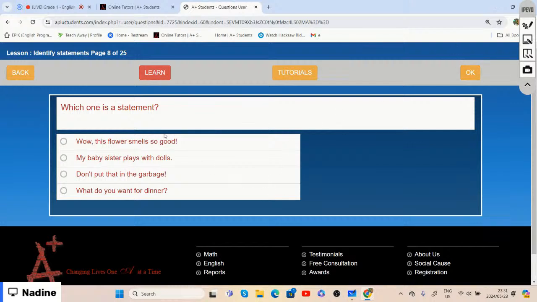If we look at the specific statement, remember, firstly, a statement ends with a period. To make it a bit easier, we first look at the ones that end with a period, and then we do our elimination from there. It says, don't put that in the garage, or it says, my baby sister plays with dolls.